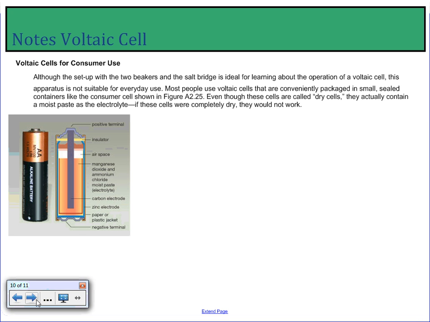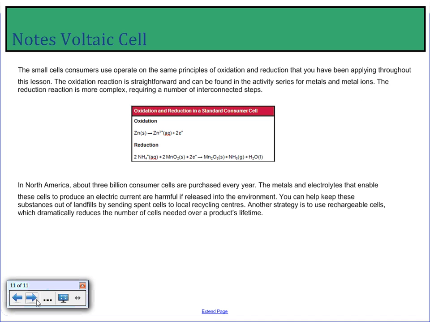Voltaic cells for consumer use. Although the setup with the two beakers and the salt bridge is ideal for learning about the operation of voltaic cells, this apparatus is not suitable for everyday use. Most people use voltaic cells conveniently packaged in a small sealed container like that of a consumer cell, shown in this figure. Even though the cells are called dry cells, they actually contain a moist paste as an electrode. If these cells were completely dry, they would not work.